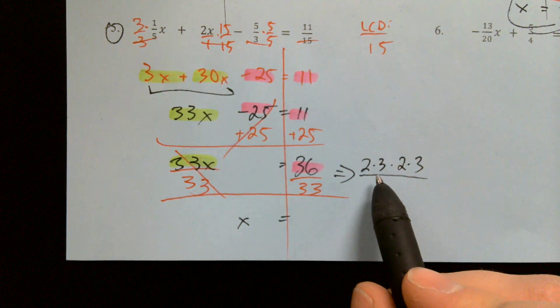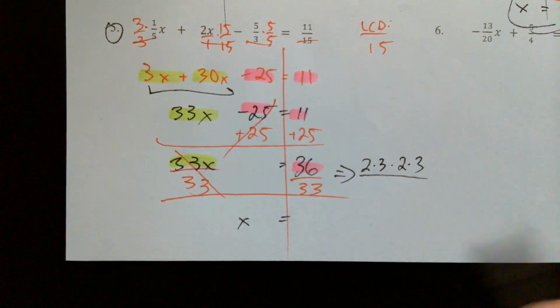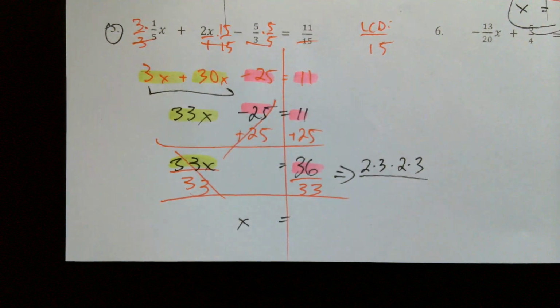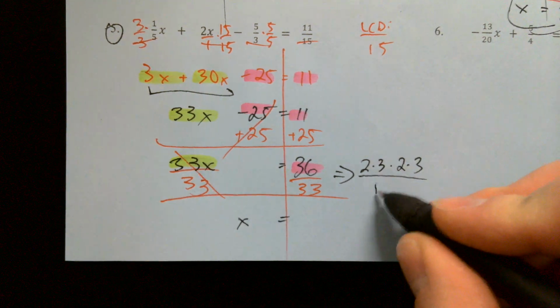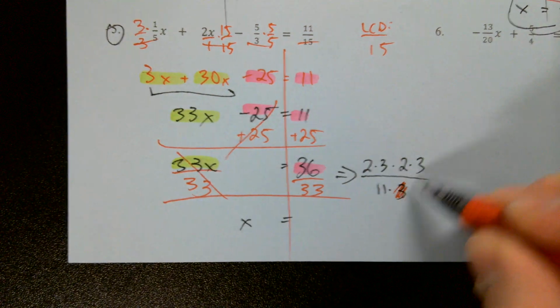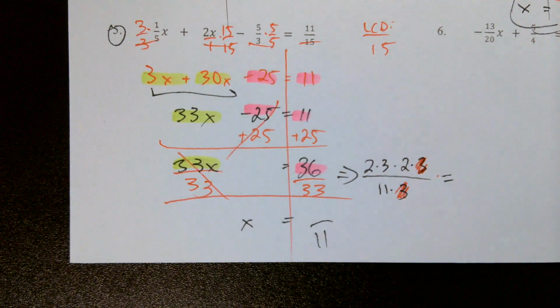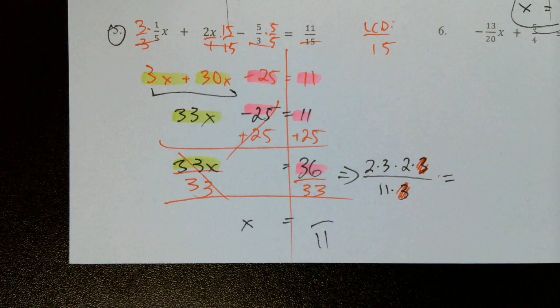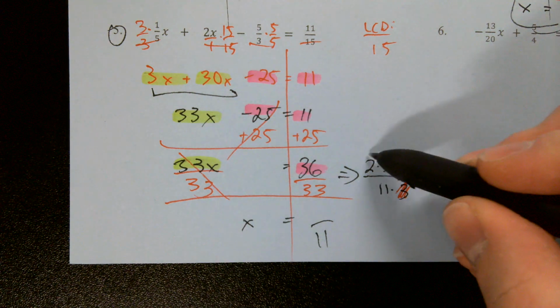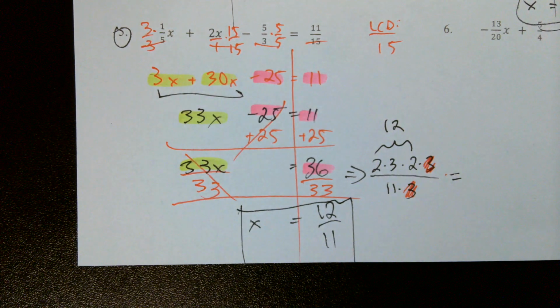2 times 3 is 6. 6 times 2 is 12. 12 times 3 is 36. What 2 numbers multiply to give me 33? 11 times 3. Good. Is there anything we can cancel from the top and bottom? 3's go away. We're left with an 11 on the bottom. And what on the top? 2 times 3 times 2? 12. We get 12 over 11.